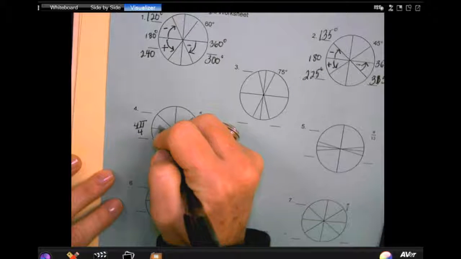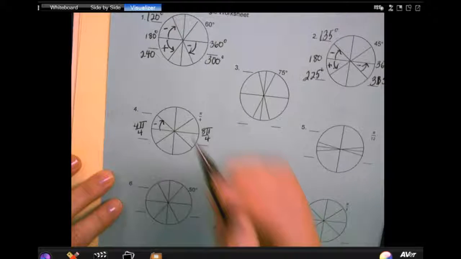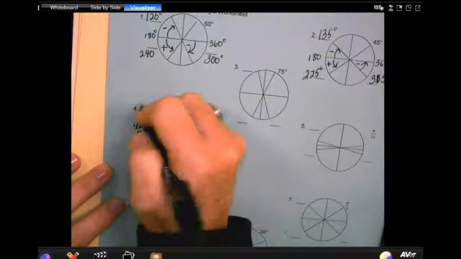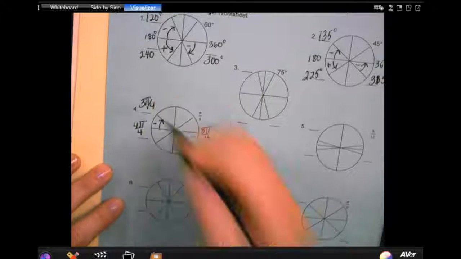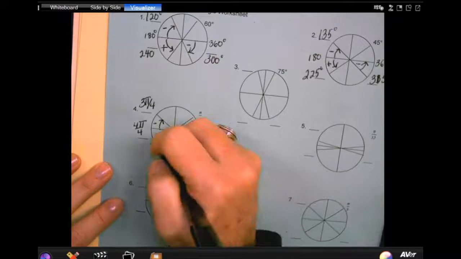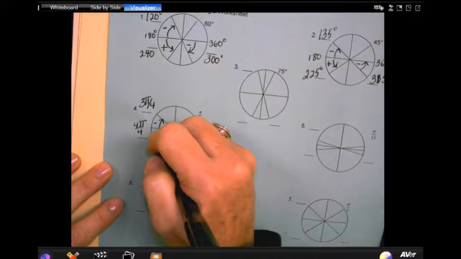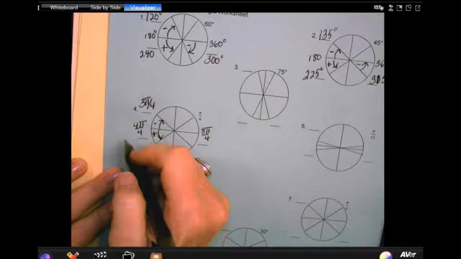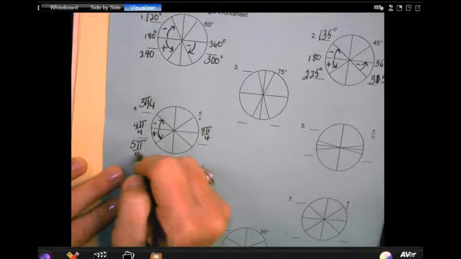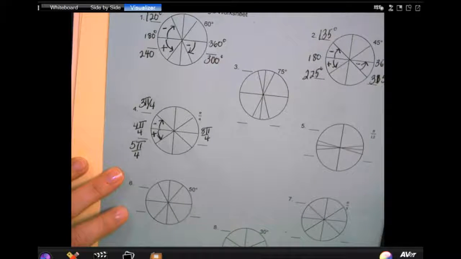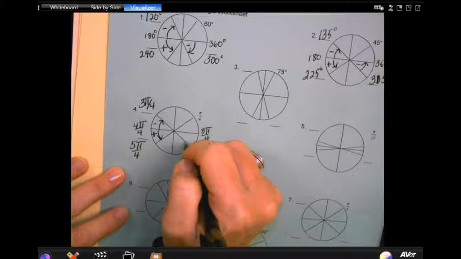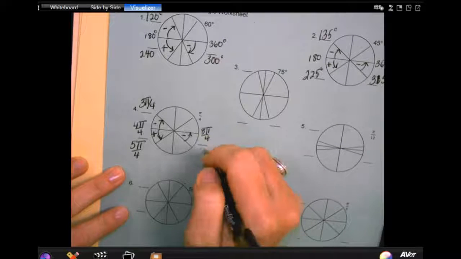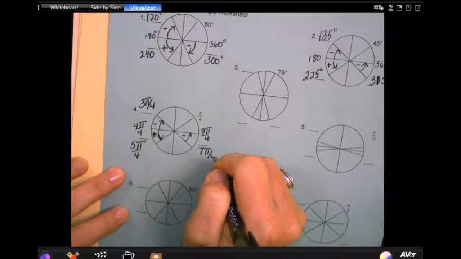So this side, I'm subtracting. So 4 pi over 4 minus 1 pi over 4 gives me 3 pi over 4. And this way, I'm going to add. So 4 pi over 4 plus 1 pi over 4 gives me 5 pi over 4. And this way, I subtract. 8 pi over 4 minus pi over 4 gives me 7 pi over 4.